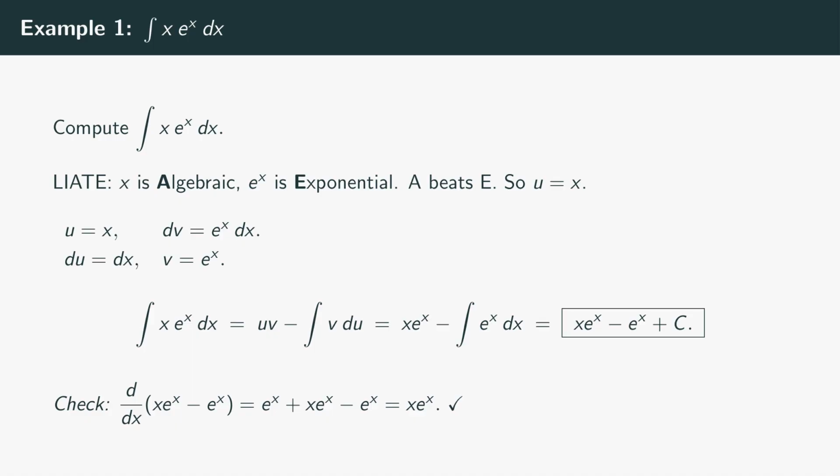That's the original integrand. Notice what happened. The original integrand had two factors and we couldn't integrate it. After one application of parts, the new integral, the integral of e to the x dx, has one factor. The x that was making life hard has been differentiated away. That's the LIATE payoff. Differentiating the algebraic piece made it simpler.